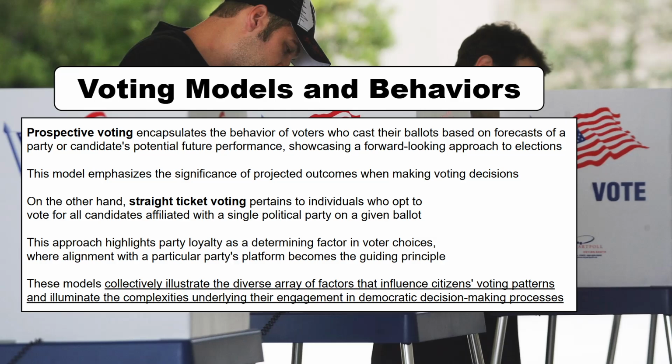Here's a quick framework to remember for all four. Rational choice is what's best for me. Retrospective is how did they do. Prospective is what will they do, and straight ticket is who's my party, right? So if you can remember those four key frameworks for each model, then you'll be great.